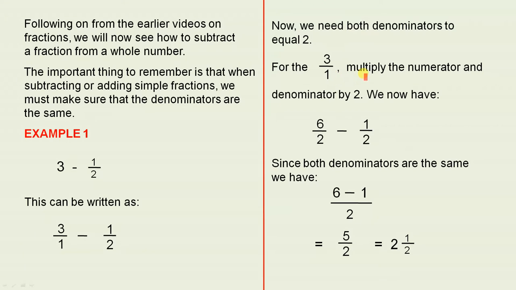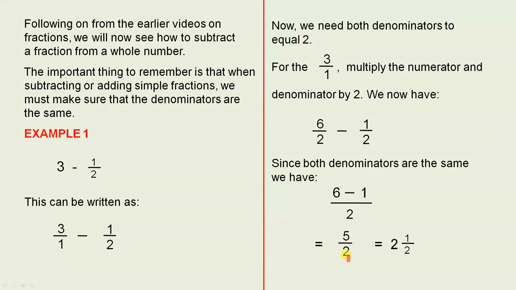So for the 3 on 1, multiply the numerator and denominator by 2. We now have 2 3s are 6 and 2 1s are 2. So that's actually 6 over 2. And that's the half that we had before. We can now see that the two denominators are the same. Since both denominators are the same, we have 6 minus 1 over 2. When both denominators are the same, we can subtract the numerators from each other. So 6 minus 1 over 2 gives us 5 over 2.